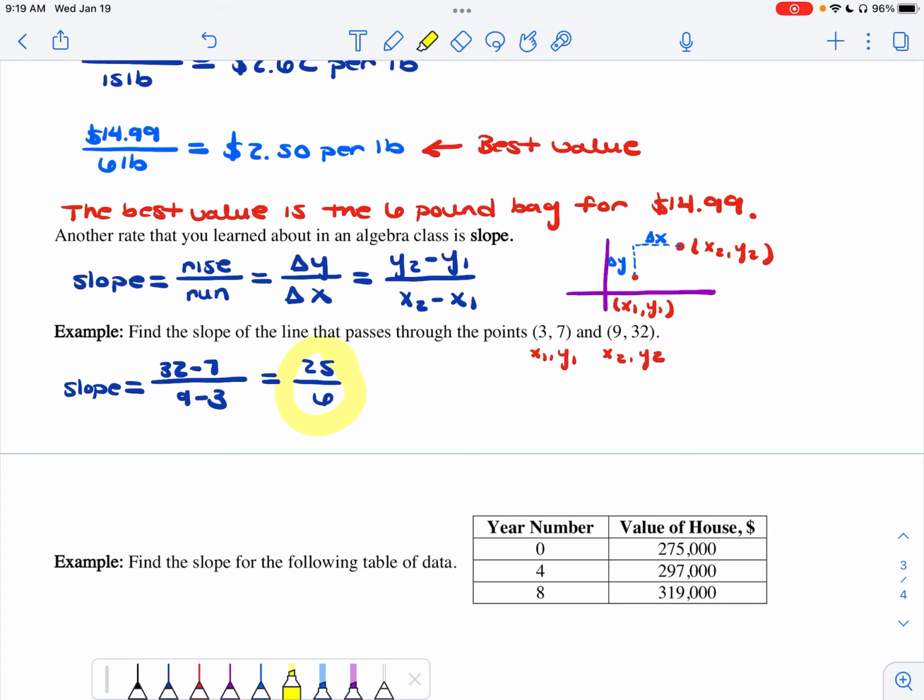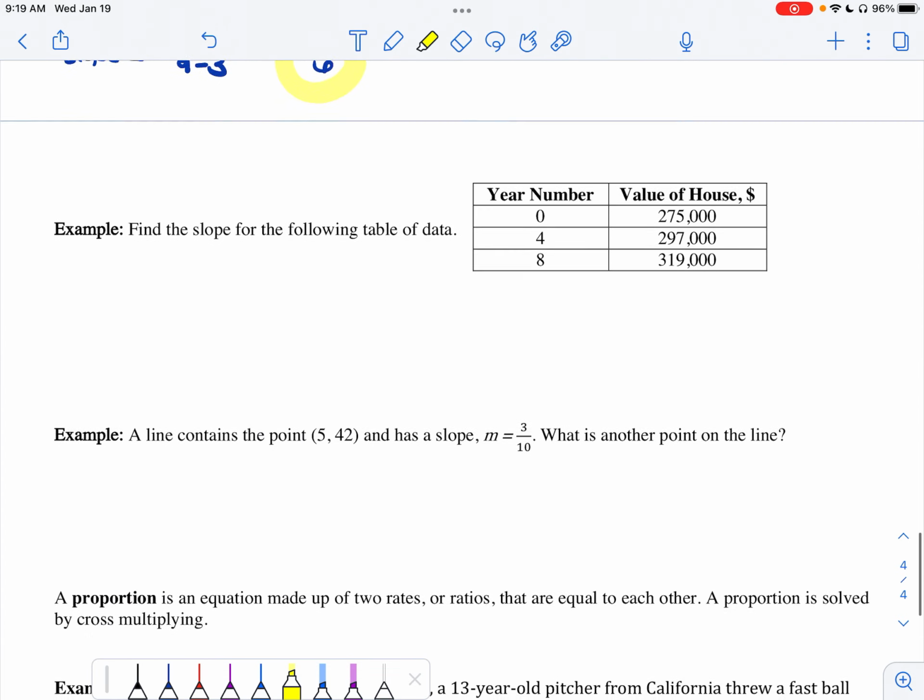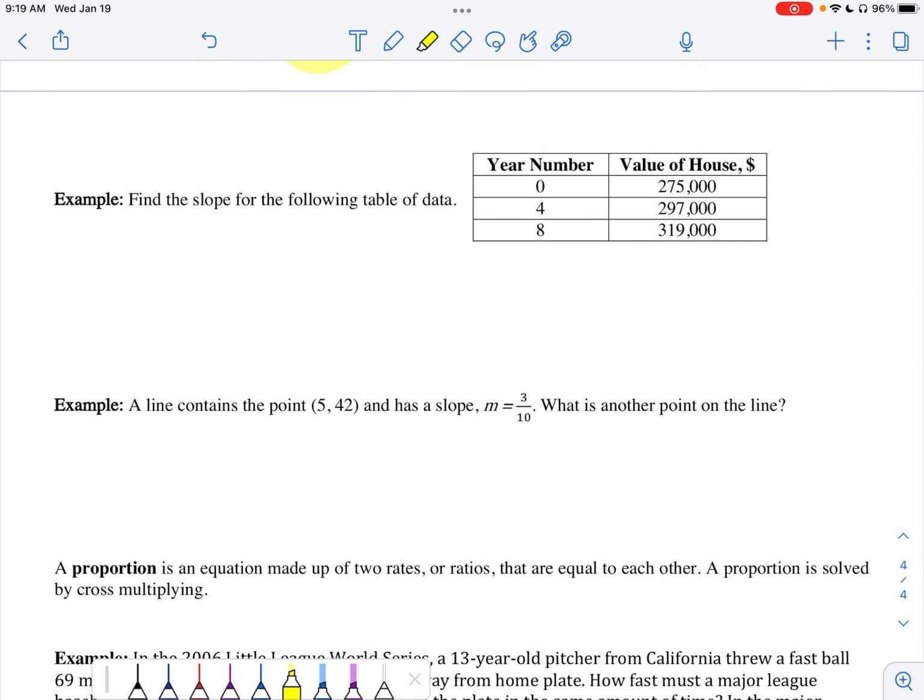All right, let's go ahead and look at another example. So our next one gives us a table of values. We have year numbers of 0, 4, and 8, and then we have a value of a house, 275,000, 297,000, and 319,000 in those respective years. And it asks us to find the slope of the following table of data.